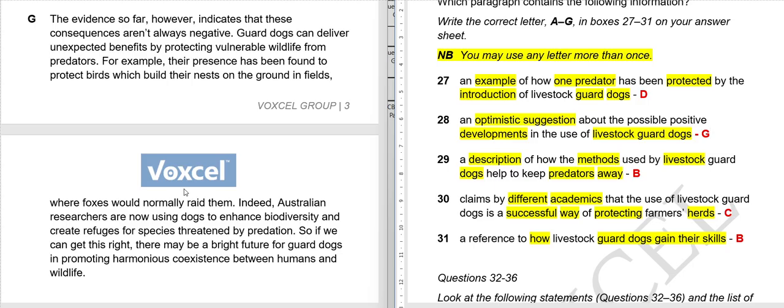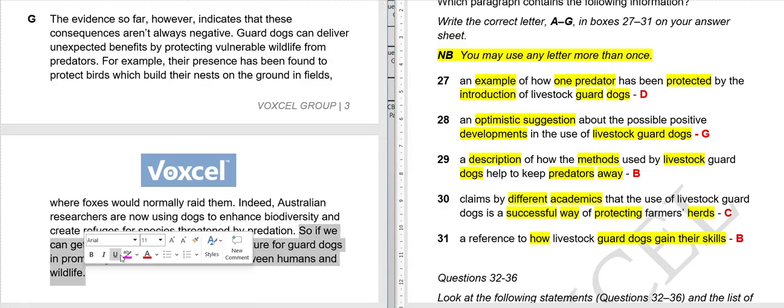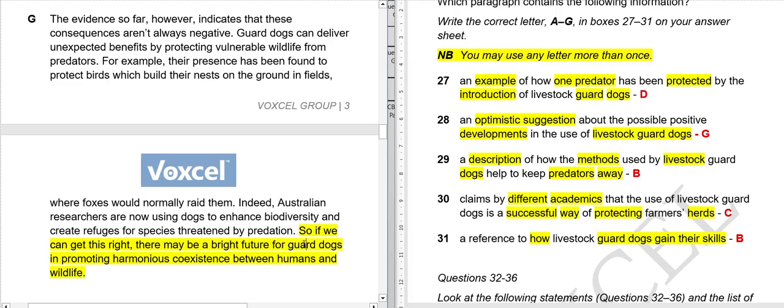So if we can get this right, there may be a bright future for guard dogs in promoting harmonious coexistence between humans and wildlife. So here they are giving us a suggestion. What is the suggestion? That if we are able to do something, we may have some positive developments, because guard dogs will be able to be used to promote harmonious existence of humans and wildlife. So here we can say the answer to question number 28 is the G option.